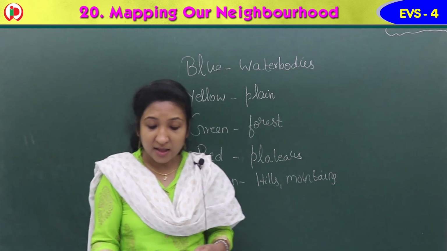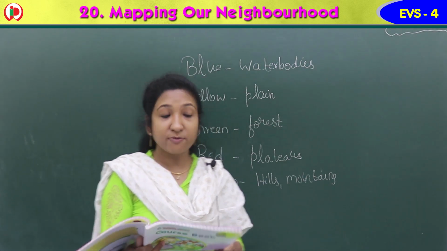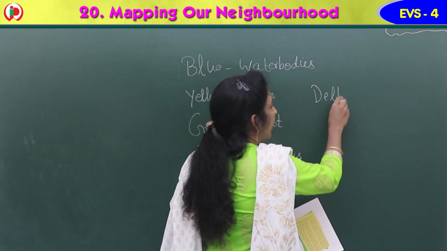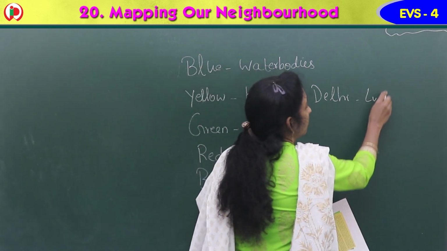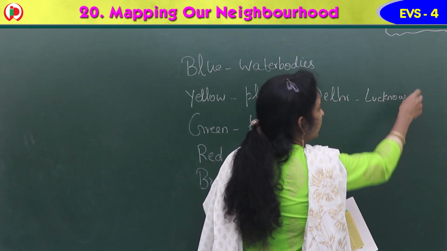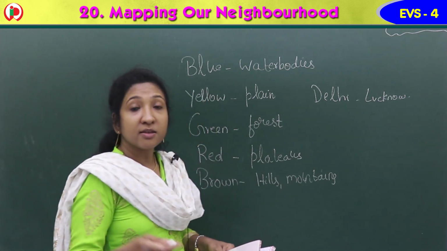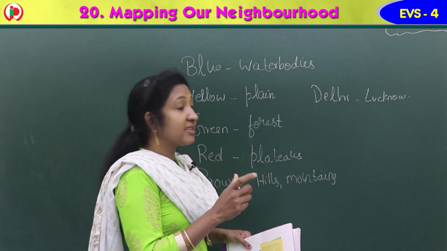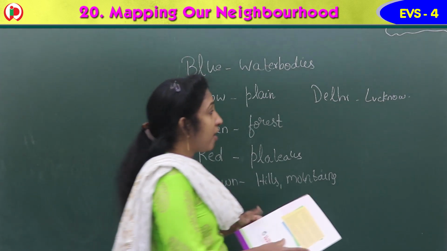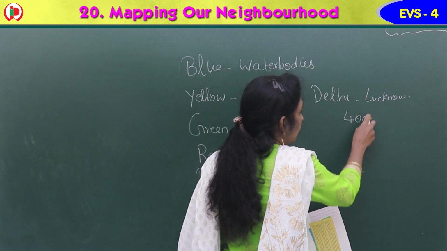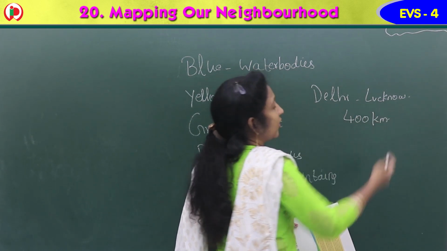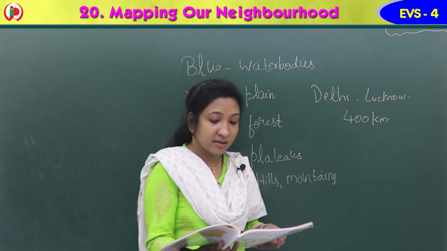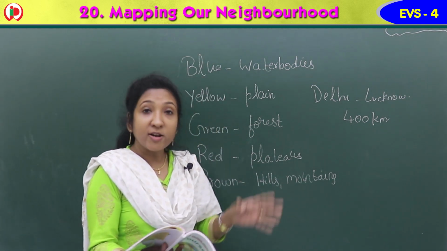Example they have shown here. The distance between Delhi and Lucknow is 400 kilometer. Delhi and Lucknow, the two major cities, distance between them is 400 kilometer. Distance between these two places is 400 kilometer on the ground.